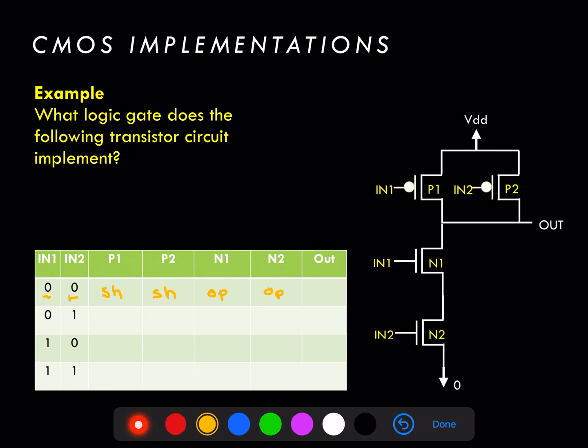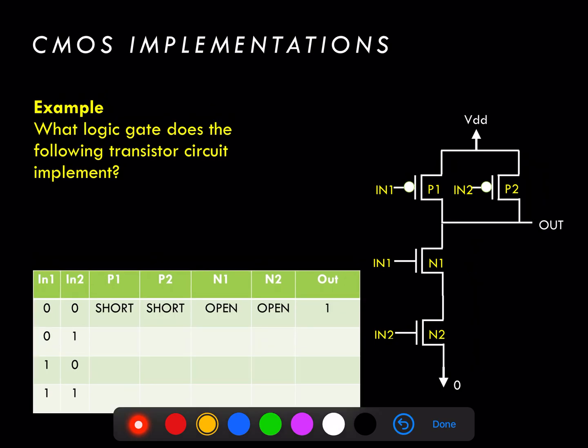And in this situation, when we put the models in for the transistors, two open circuits for the transistors N1 and N2, and two short circuits for the transistors P1 and P2, out is now directly connected to VDD, which gives us a digital 1 at the output for the input combination of N1 equal to 0 and N2 equal to 0.